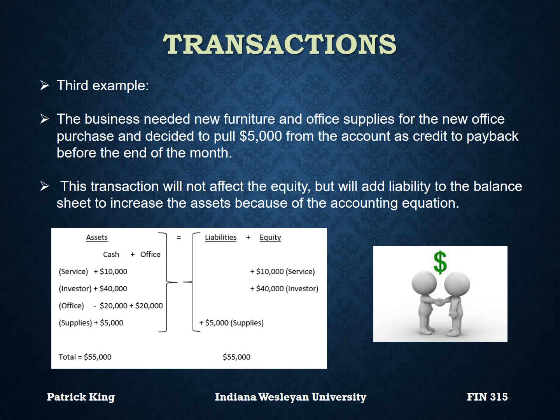And to balance the equation out, that $5,000 will go into assets because the supplies are considered an asset of your company. Using the proper accounting equation, you'll notice that with the first, second, and third examples, it all came out to a balance across both assets and the liability and equity of $55,000.